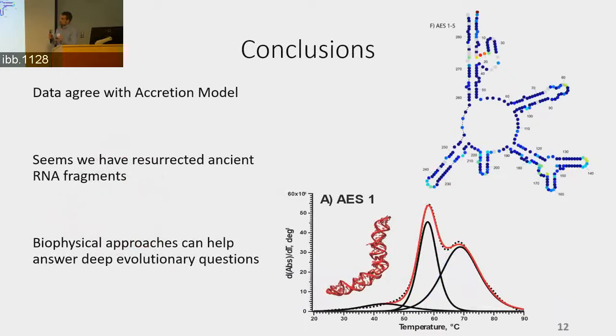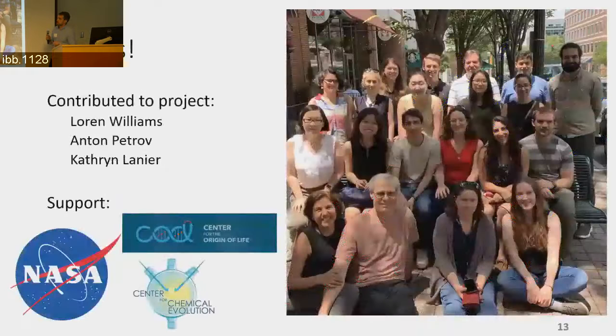Okay. So with that, I want to conclude and just say broadly, we think that the data that we're collecting agrees with our model for evolution by accretion for the ribosome. And it seems like we've been able to resurrect some really truly ancient RNA fragments. And even more broadly, we've shown that we can use some biophysical approaches to help us answer some really deep evolutionary questions. And so with that, I will say thanks for listening.